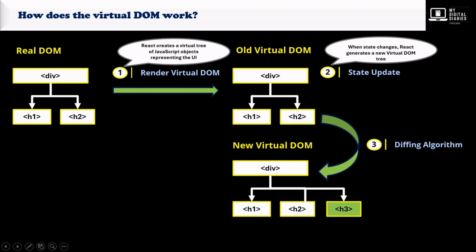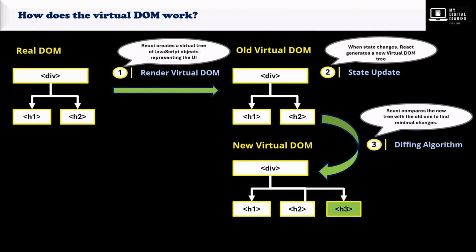So in this example we have a div which is the same, h1 is the same, h2 is the same, but h3 is new. So React now knows only h3 needs to be added. So the third step is the diffing algorithm. React compares the new tree with the old one to find minimal changes.